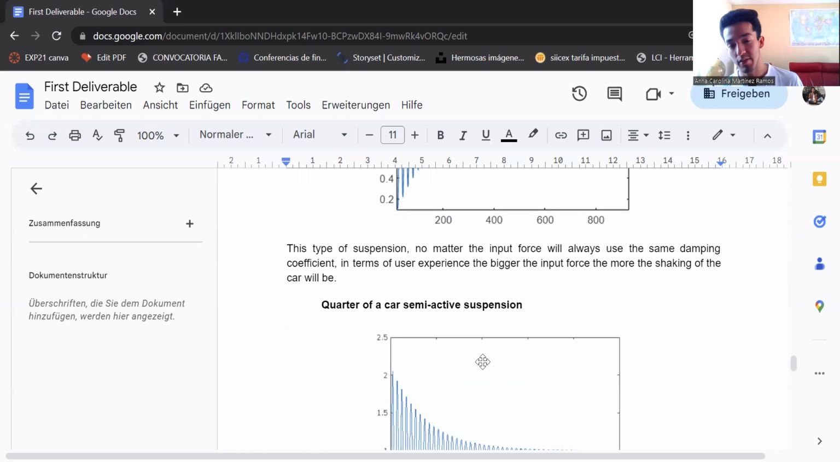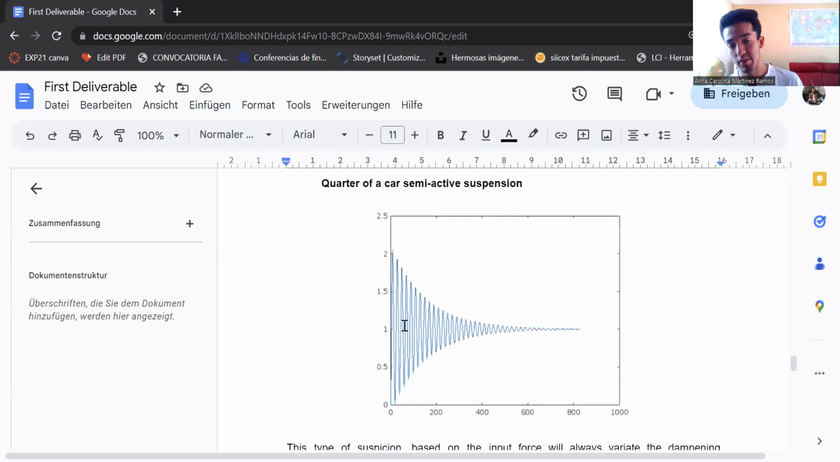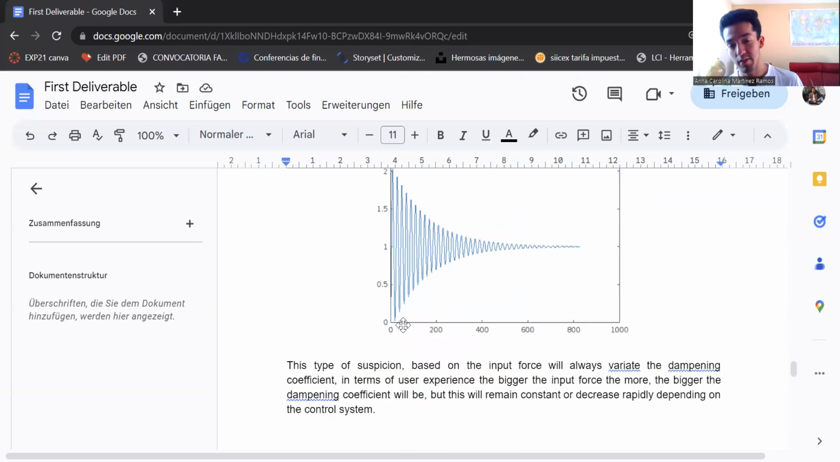And for the quarter of a car semi-active suspension, we also made a simulation. This type of suspension, based on the input force, will always vary the damping coefficient. In terms of user experience, the bigger the input force, the bigger the damping coefficient will be. But this will remain constant or decrease rapidly depending on the control system.